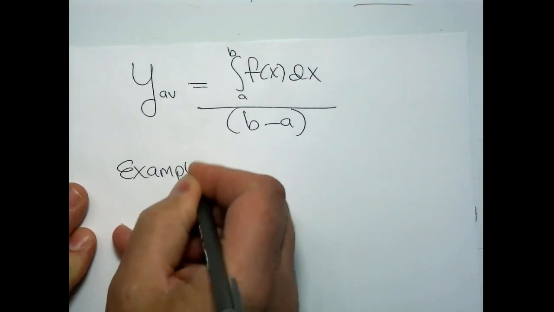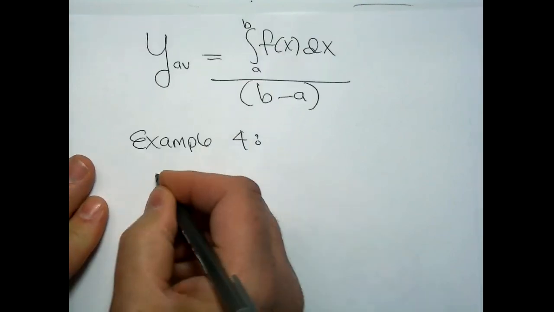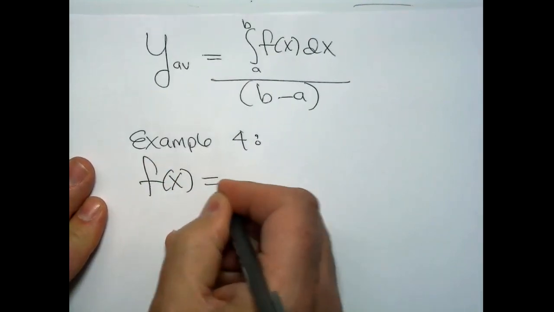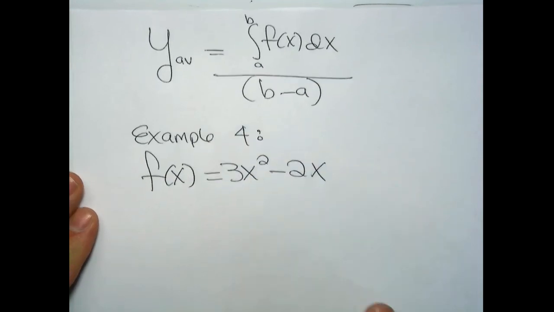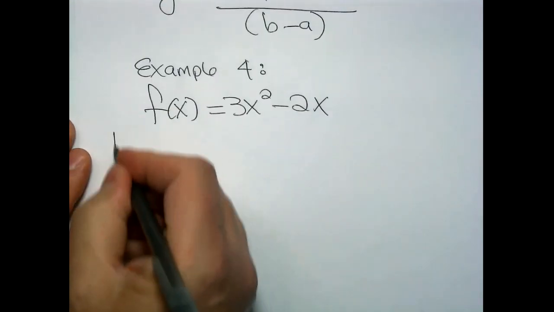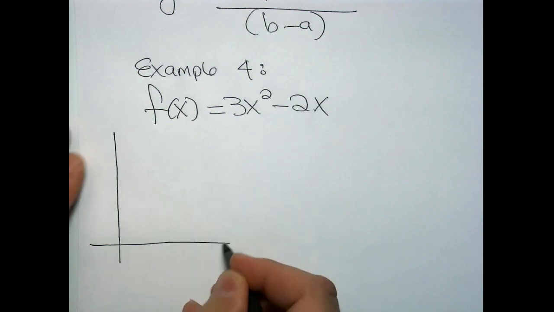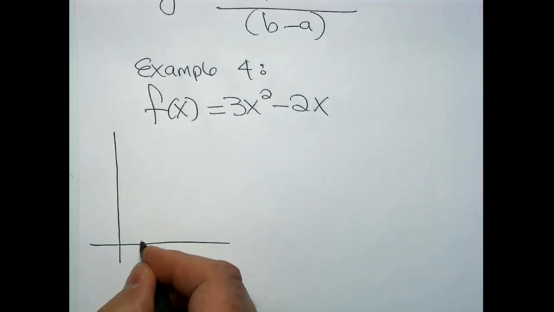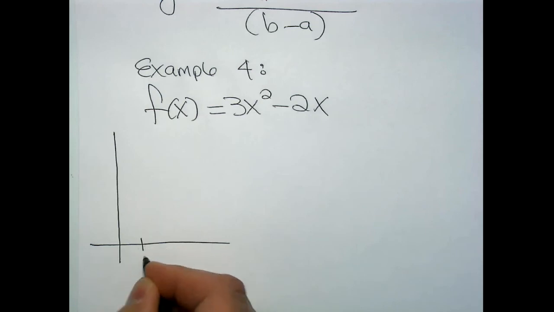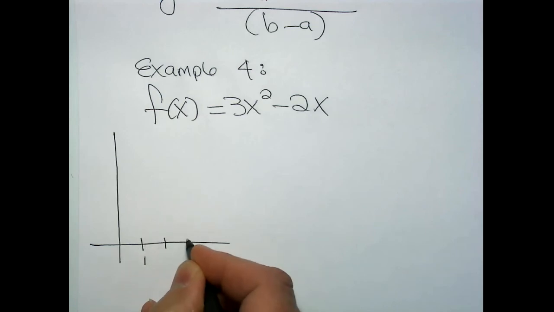Example 4 has a function which is 3x squared minus 2x. They give us a graph so they can show us what the function looks like, and therefore we can get a reasonable idea as to what we think the average might be. And we're going to do this average just between 1 and 4.